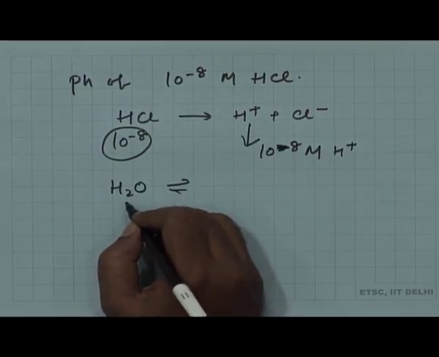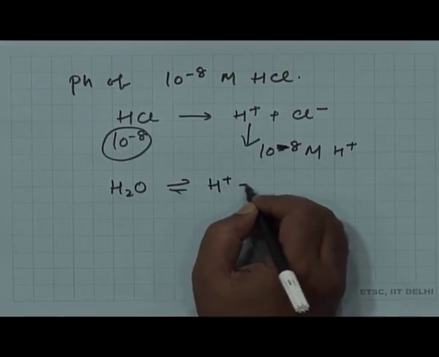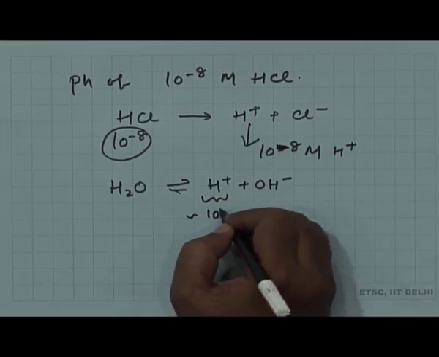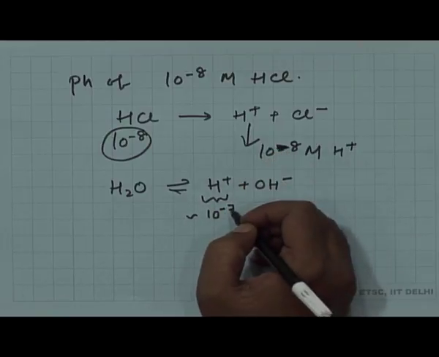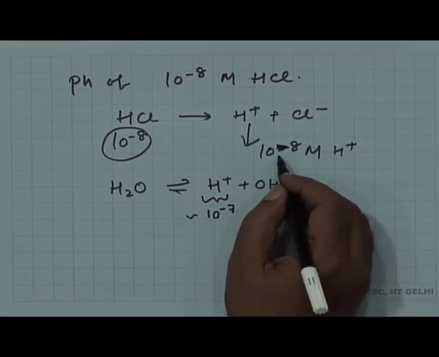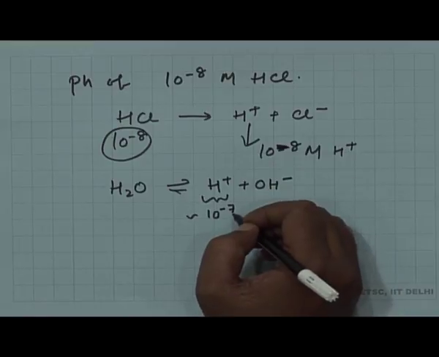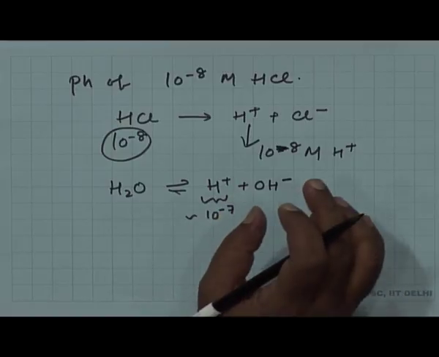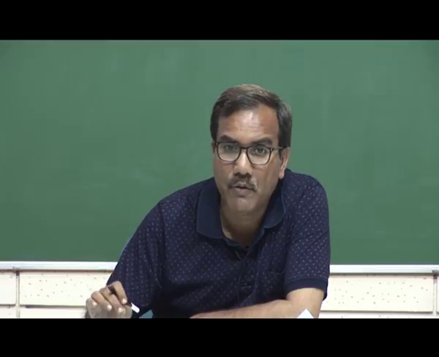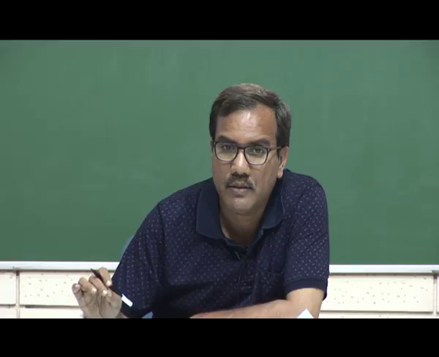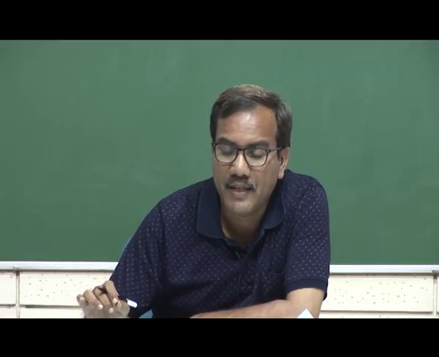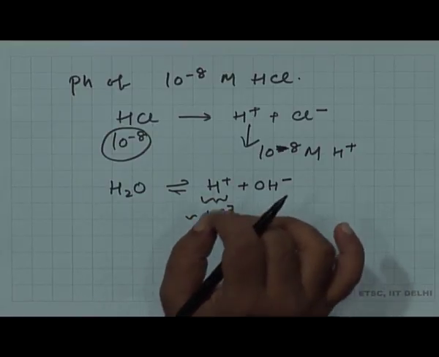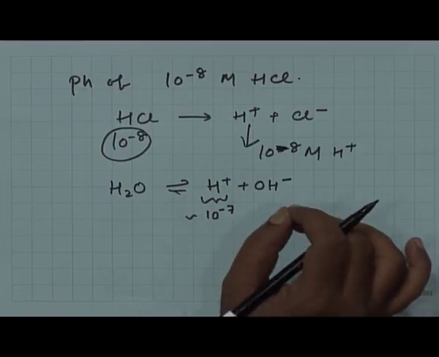However, here we cannot neglect the dissociation of H2O. Since the H+ from H2O, which is almost 10^-7, can no longer be neglected compared to 10^-8 molar. Because 10^-7 is greater than 10^-8 molar. So, in this case H2O will contribute to the pH, or the contribution of H+ from H2O will not be negligible. In this case, we must add H+ from HCl and H+ from H2O to know the exact amount of H+ ion.